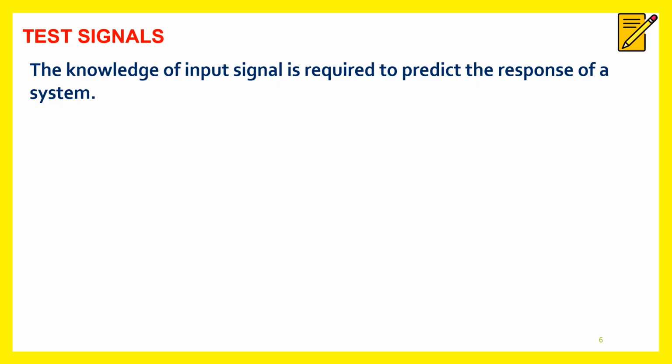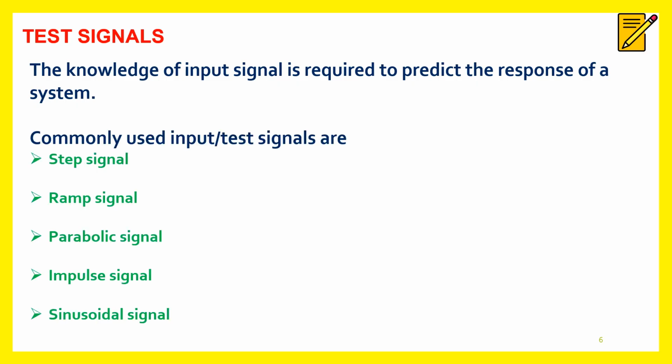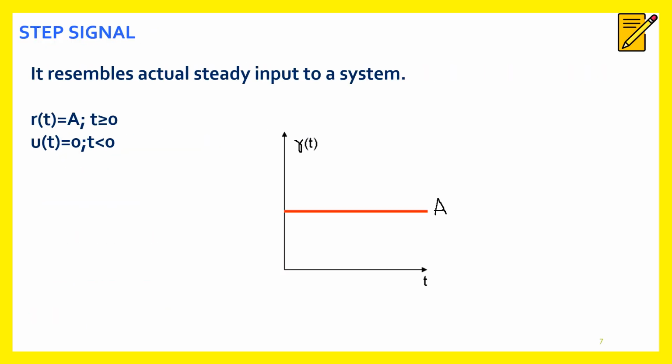We had predicted the response in the previous slide. We had discussed the response of the system. What are the other test signals available? The test signals available are step, ramp, parabola, impulse and sinusoidal signal. First, what is a step signal? A step signal is one whose magnitude is always constant.